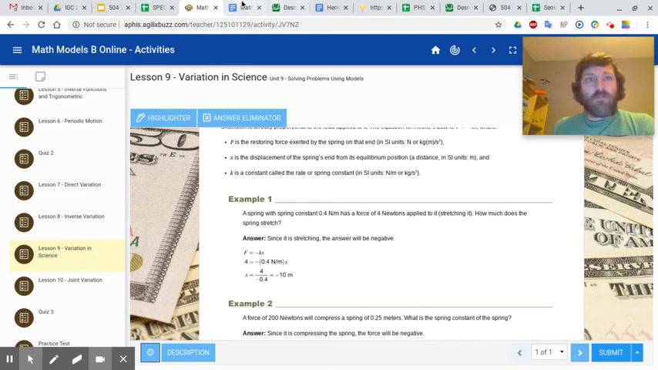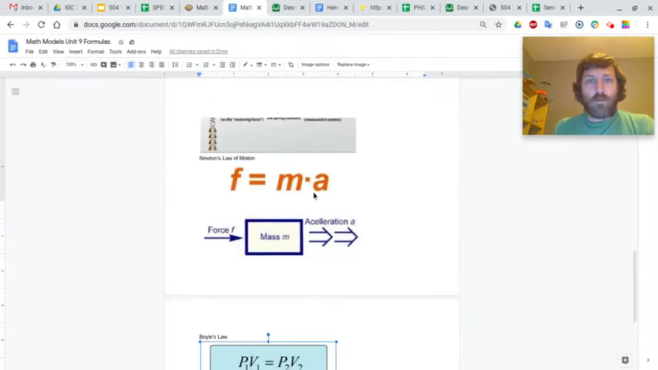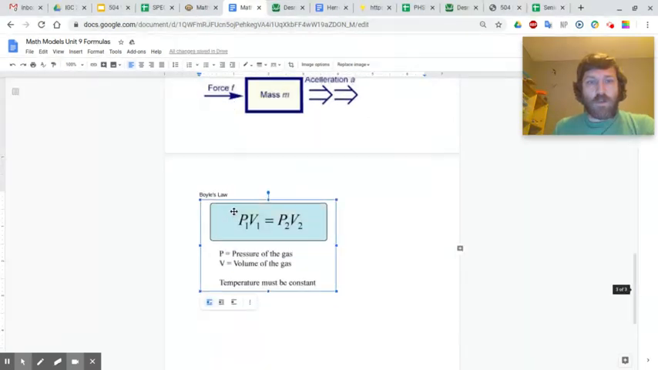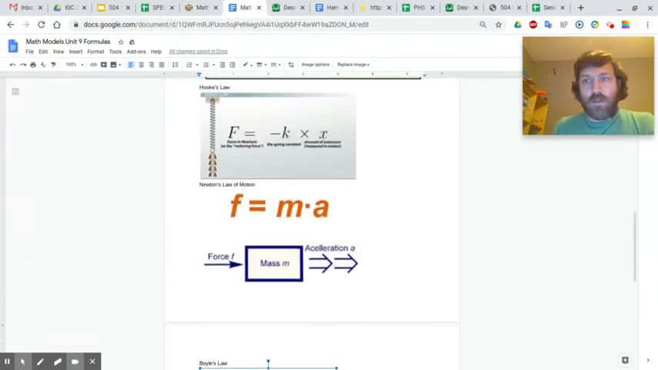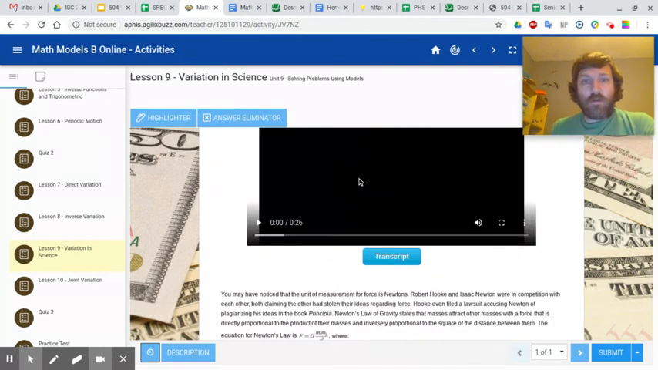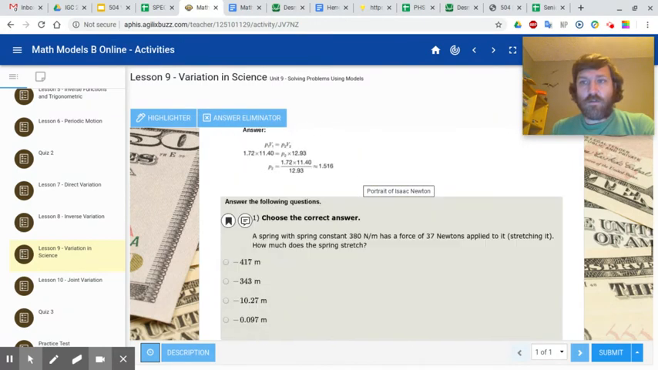So I've put all the formulas on the formula sheet that I shared with you. They are starting here: Hooke's law, Newton's law of motion, Boyle's law. There are others in the lesson, but not all of them are actually used in the questions, so I only put the ones that you really needed, the ones that are relevant. So let's scroll down and look at the first questions.